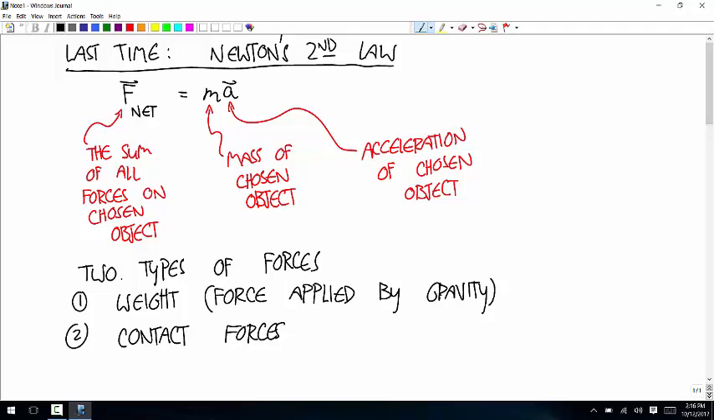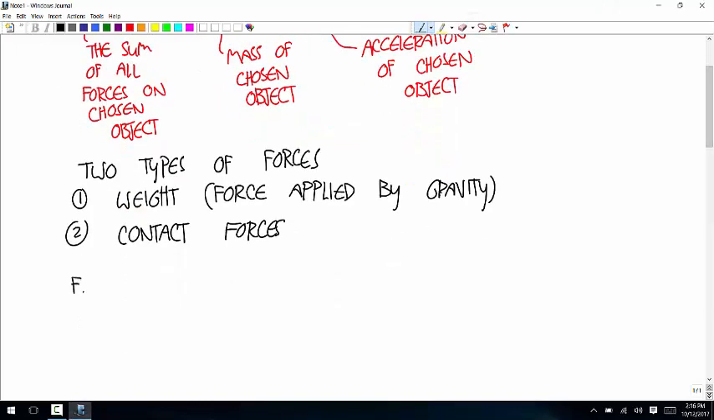Okay, so the first thing we have to do is figure out what the force is that gravity applies to objects. So that's the first question. And we're going to use Newton's second law to answer this.